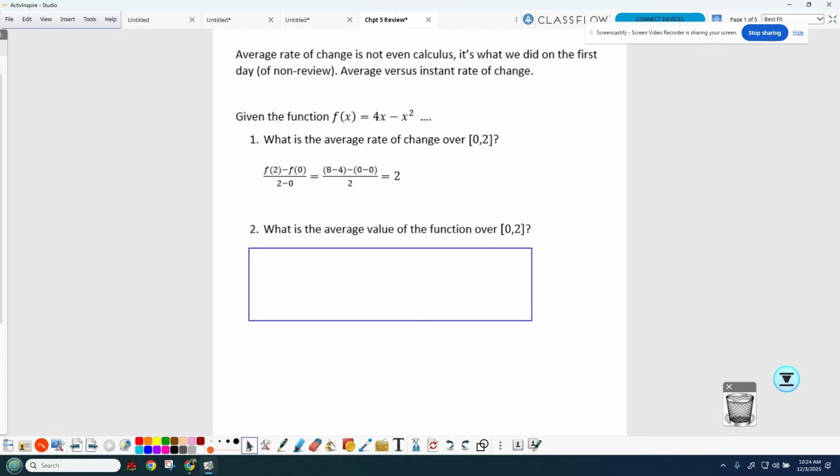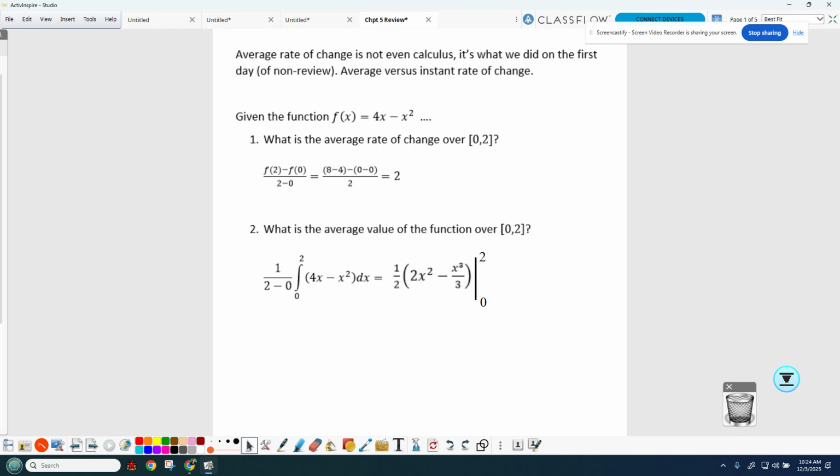Sam, what's the difference? How do I do average value? You use the 1 over b minus a. So in this problem, what would I write? It'd be 1/2 times the integral from 0 to 2, 4x minus x squared dx, and that turns into what you got on the board, and then you gotta do arithmetic.